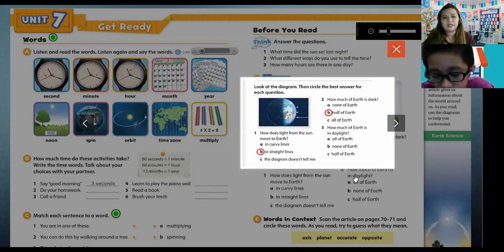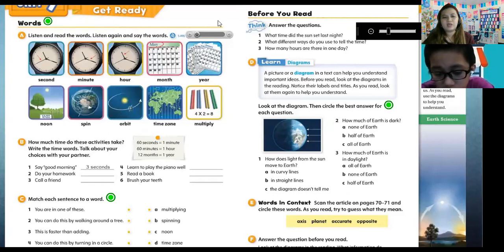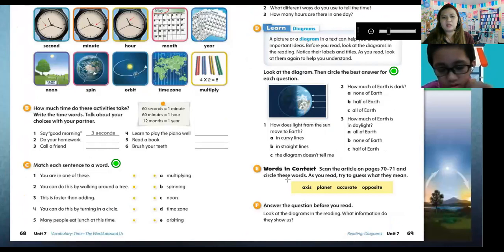All right, now here we have words in context. Let's try to guess what they mean. When we say axis, do you have any idea what it means?